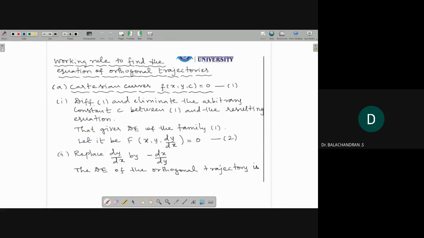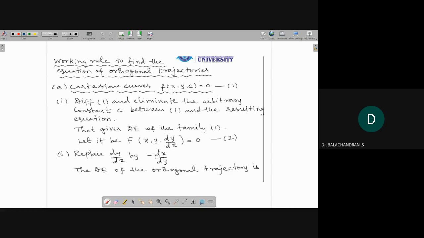These three steps are given a little more elaborately here. Working rule to find the equation of orthogonal trajectories in Cartesian form: the form is f of x comma y equal to 0. This is equation 1. Differentiate equation 1 and eliminate the arbitrary constant, sometimes called parameters, between equation 1 and the resulting equation.